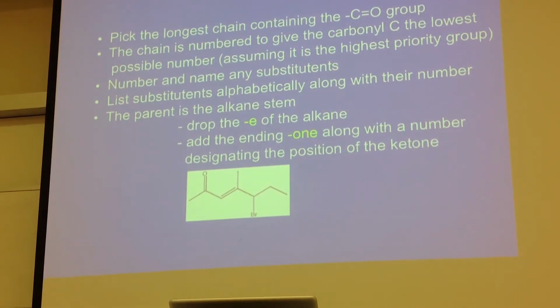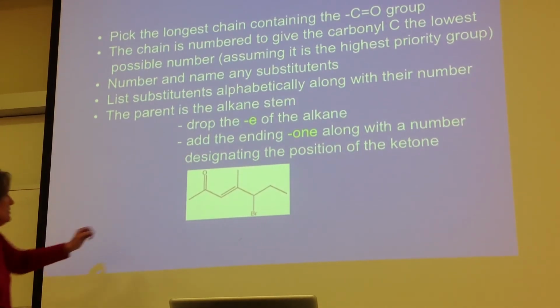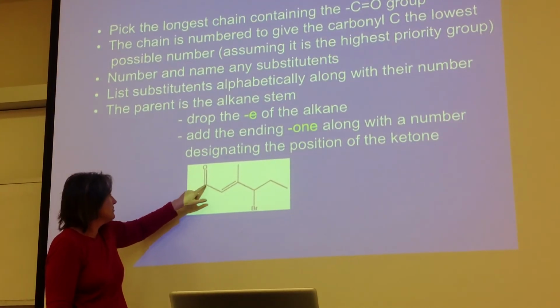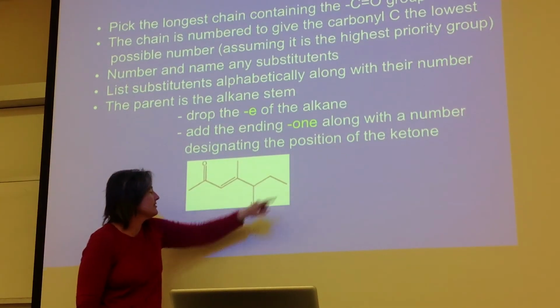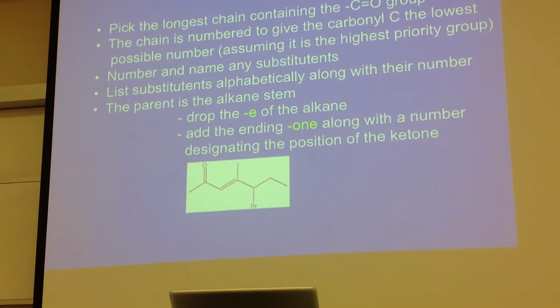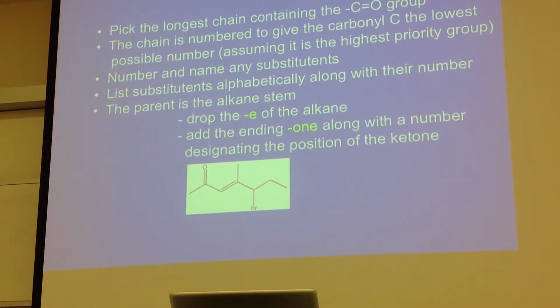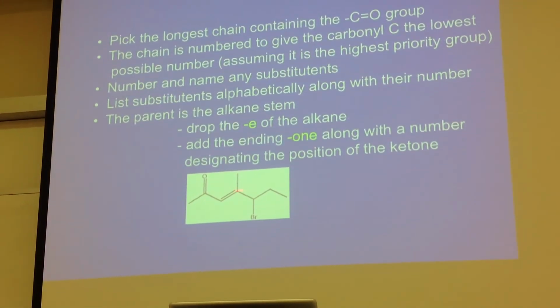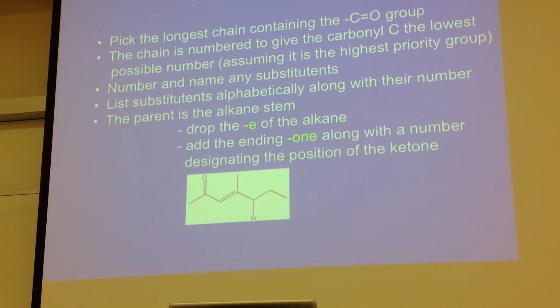So, looking at this guy right here, my parent will be this long chain. 1, 2, 3, 4, 5, 6, 7 carbons long. So it's going to be a heptanone as the parent. And the ketone gets what number? Two. Number 2. Yes, there's 2. So I'll be going here. And I'm going to have this alkene thing I'm going to have to deal with.